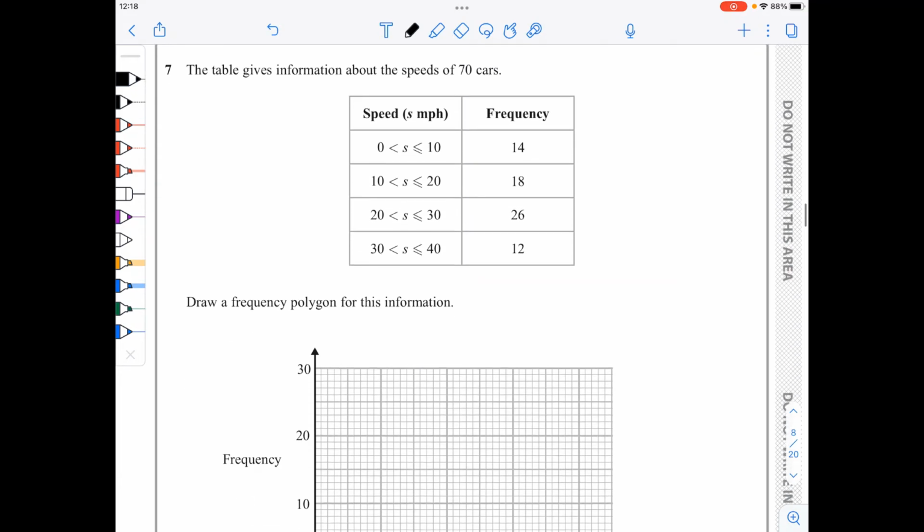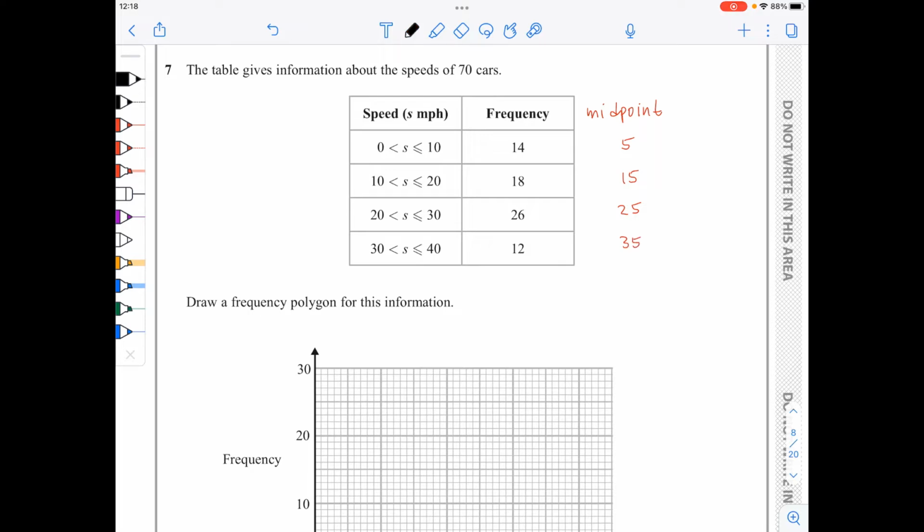Question 7, we've got the information about the speeds of the 70 cars shown here, and we need to draw a frequency polygon. Well, in a frequency polygon, we've got frequency in the vertical axis and the frequency is plotted against the class midpoint. So for each class, the midpoint is gonna be found. From 0 to 10, the midpoint is 5. 10 to 20, it's 15, then 25, then 35.